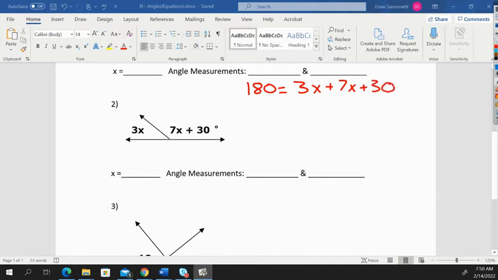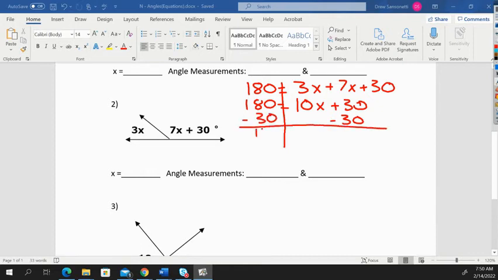Now I'm going to go ahead and solve it. I'll put my bar down. 3x plus 7x is 10x. I'll bring down everything else. Plus 30 could come down, and so can 180. Now I'm going to solve like a two-step equation. We can subtract 30 from both sides, giving me 150 equals 10x. Final step, divide by 10, and we'll have our answer of x equals 15.